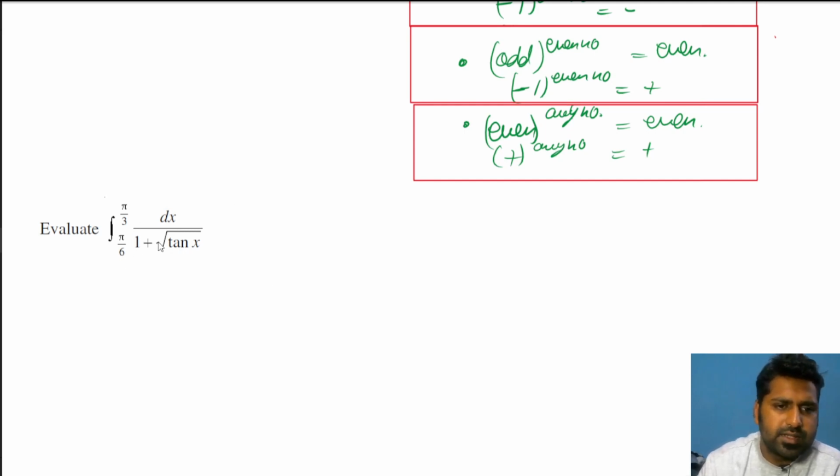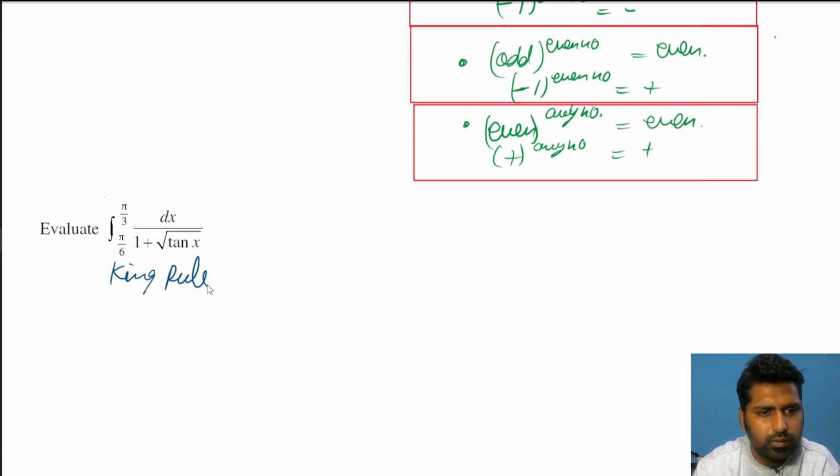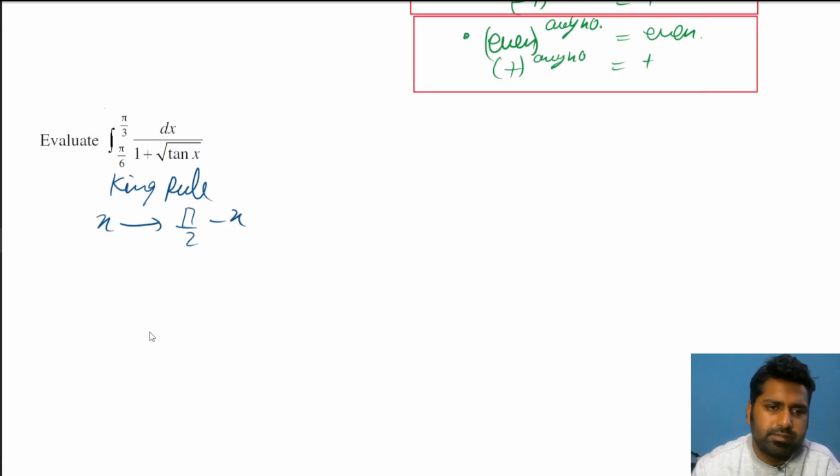Integral from pi by 3 to pi by 6 of dx by root 1 plus tan x. The limit is not minus a to a, so it's not an odd even question. So I cannot see anything. If I see nothing, I'll go for the king rule. So x will be replaced by pi by 3 plus pi by 6, that is pi by 2 minus x. Now something is possible. Let's see.